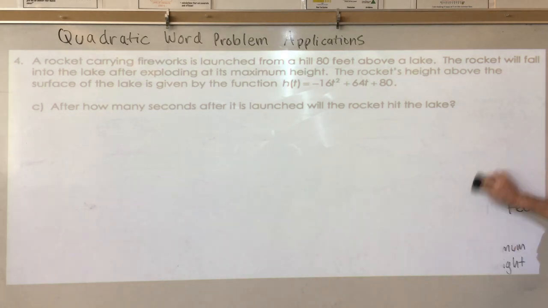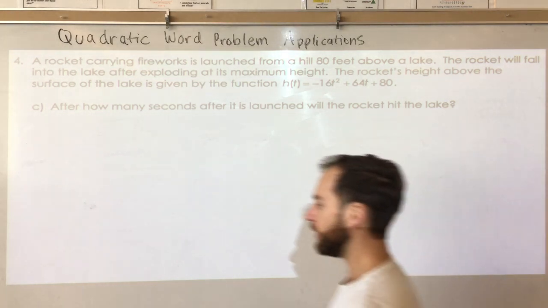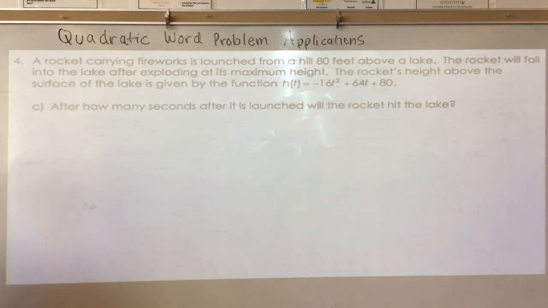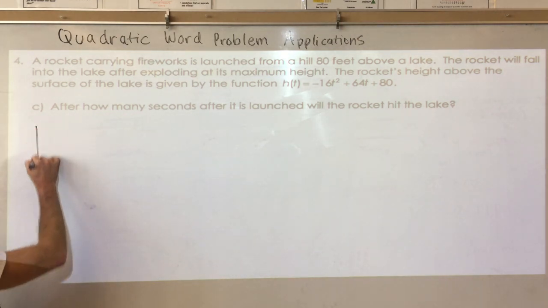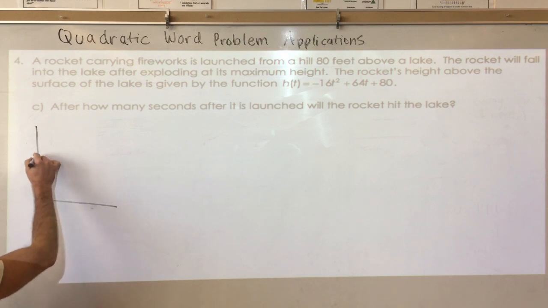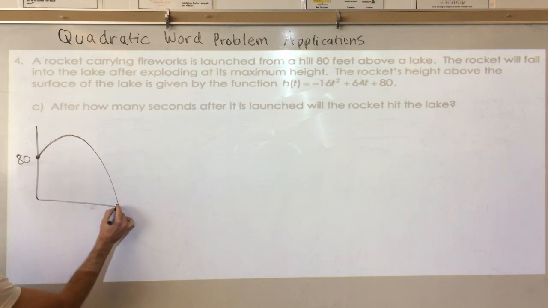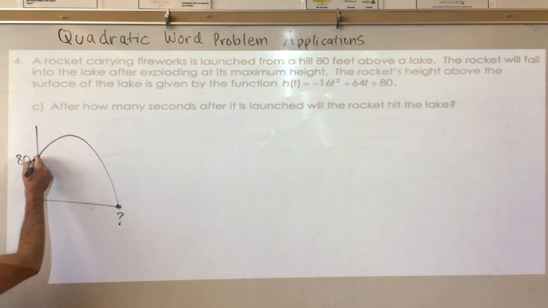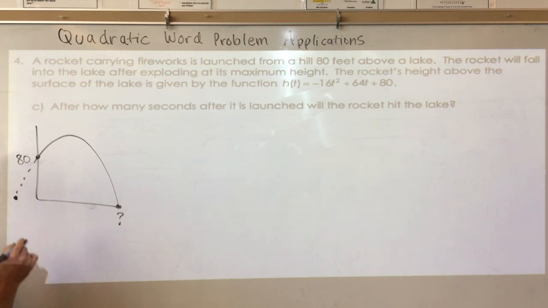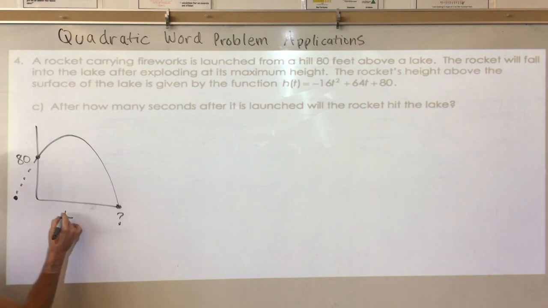When it hits down and hits the ground, what we're really being asked to do is find the roots. So we know it's launched from 80 feet. We know it's going down. And the question's asking us, what is that point right there? So we'll have two roots, but this negative root isn't really going to be important to our question because it's asking us, when does it hit the lake? And you can't have negative time. So we're wondering, what is our positive root?